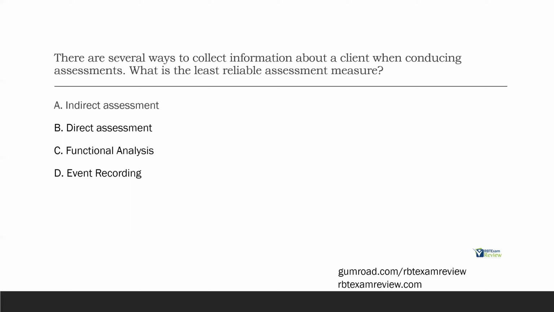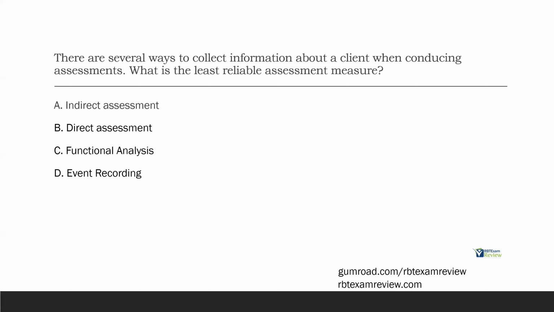Question 2. There are several ways to collect information about a client when conducting assessments. What is the least reliable assessment measure? When we're doing functional behavior assessments, there are many parts to it and many different ways to do it. But some assessment measures are more reliable than others. Why is that? Because with some assessment measures we are directly observing the client, and some we are not. And with some, we're even manipulating things in the environment. So this question is asking, what is the least reliable assessment measure?